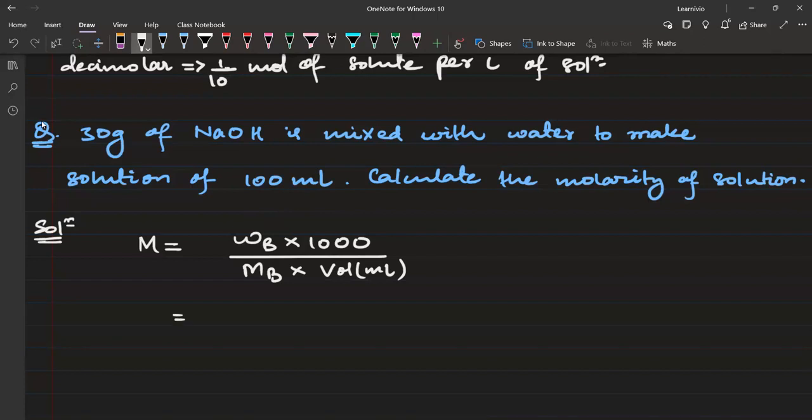What is the mass of solute? What is in minor amount? We have two things, NaOH and water. Tell me what is small and what is large. What is the solute, Noha? NaOH or water?